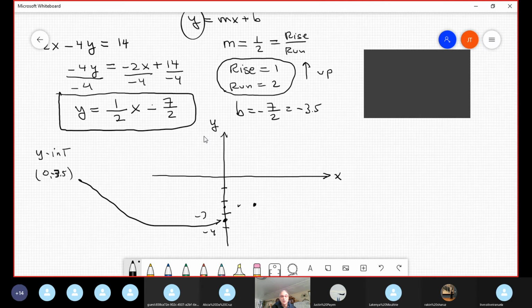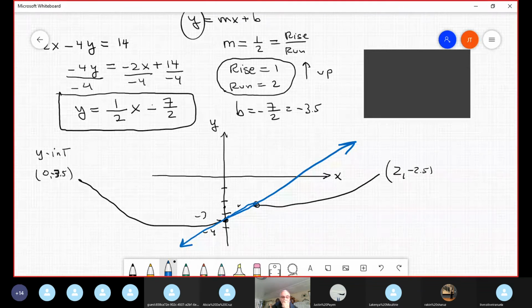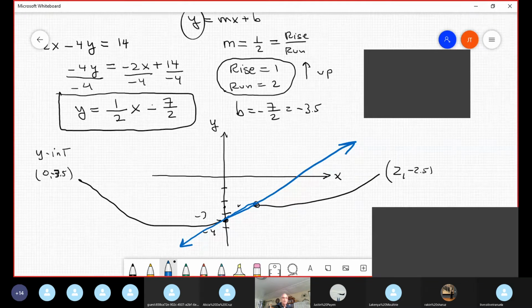So how do you get this point? This point is (2, -2.5), because run is 2: 0 plus 2, and negative 3.5 plus 1 is negative 2.5. Ready? This point and this point together give me the information to draw the line. Any questions? How do you feel? Ingrid, look, it started good. Ingrid is amazing.